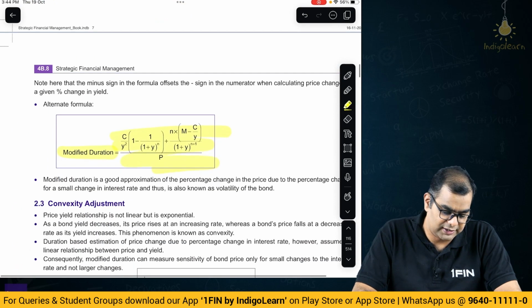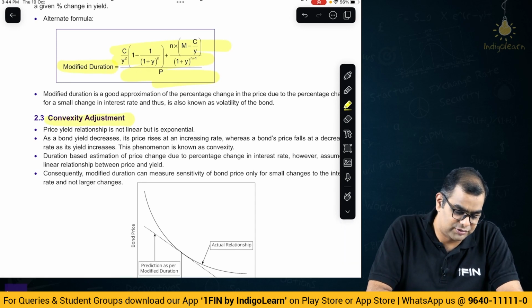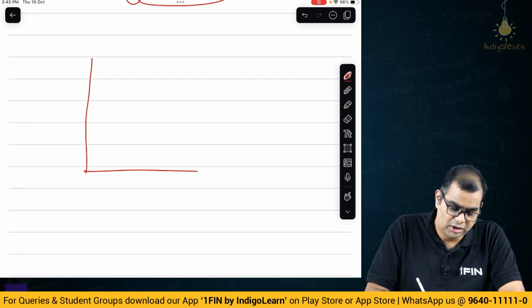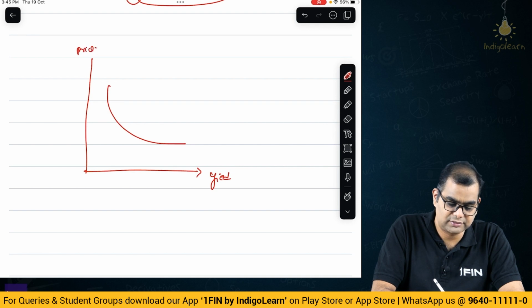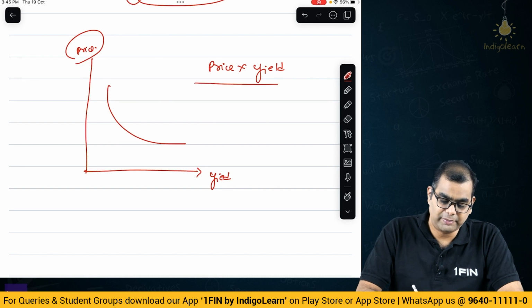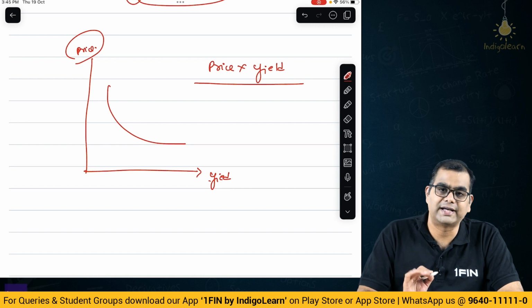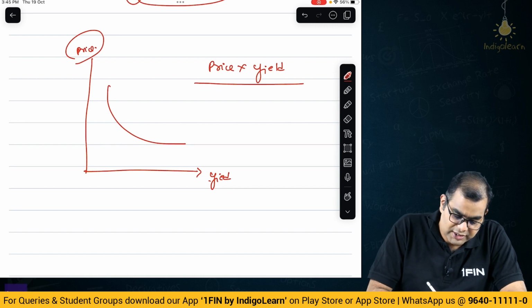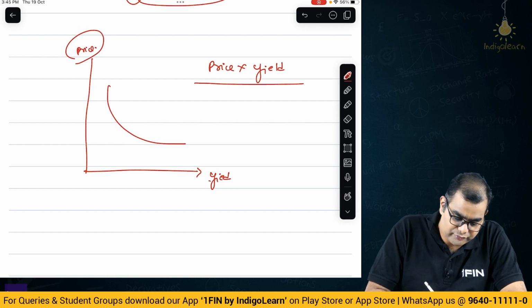Now coming to the next part, something called convexity. Before you understand convexity, we have to understand something more specific with respect to the price of a bond. So this is the bond price curve. This is yield, this is price. This is the relationship between price and yield. Yield is always on the x-axis and price is on the y-axis. Now what you have to understand is, this is not a straight line. So what if it is not a straight line? There is a very important aspect.